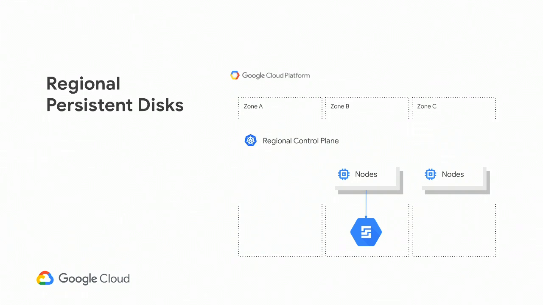And this is actually how Cloud SQL for Postgres runs under the covers. It uses these regional persistent disks to provide high availability. And because GKE has native built-in connections to all of this stuff, you can use it as well in GKE.